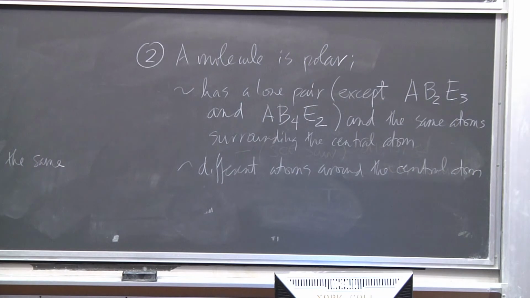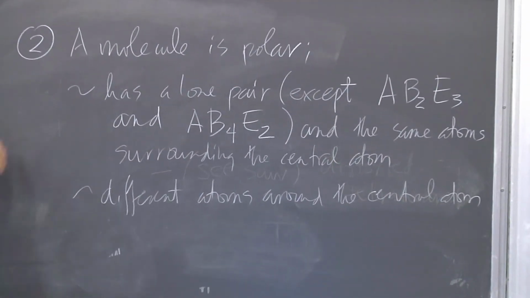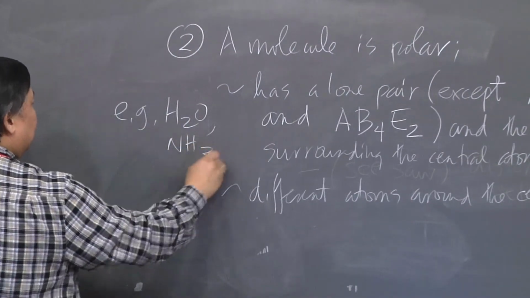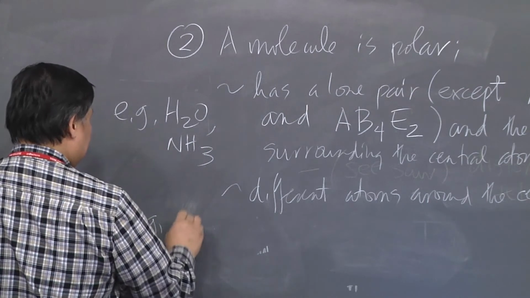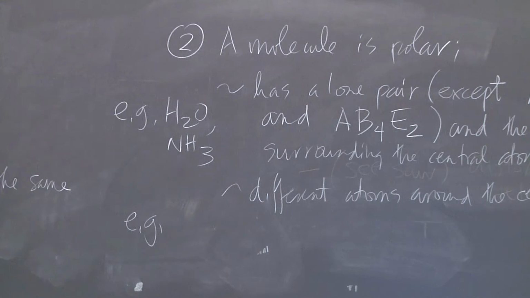And also, if you find different atoms around the central atom, then it's going to be polar. Okay? Let me give you an example. So this one, that's going to be polar. An example of this would be HBr. Is HBr polar or not? Polar. There's only one bond. Since there's only one bond, nothing's going to cancel, so it's going to be polar.